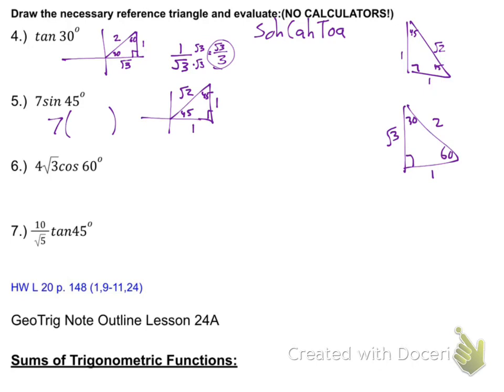Now, the question might be, which 45 am I supposed to use? Use the one at the origin. So here's 45. What's opposite? 1. And hypotenuse? Square root of 2. So it becomes 1 over square root of 2. Again, we don't like 1 over square root of 2, so we change it to? Square root of 2 over 2. So it ends up being 7 square root of 2 all over 2. 7 times the square root of 2 all over 2.